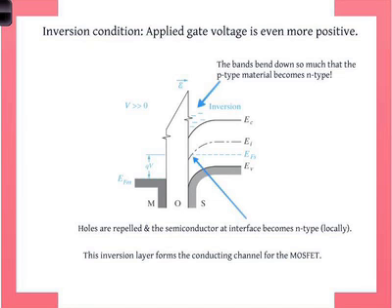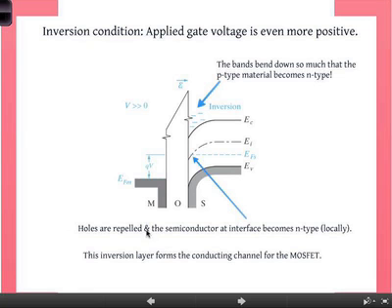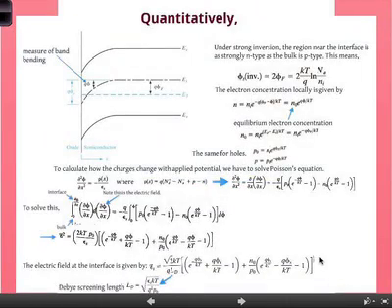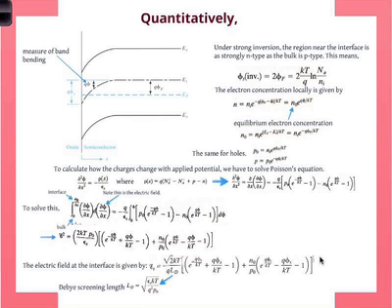Now what has happened is that you can use the gate voltage to control the band bending, which changes the carrier concentration, which of course changes the current. That's the basic principle of operation. A little bit different than the FET, but not that difficult to understand. The holes are repelled in the semiconductor and the interface becomes N-type locally. This inversion layer forms a conduction band for the MOSFET, which is the channel. The channel is essentially coming out of the plane.